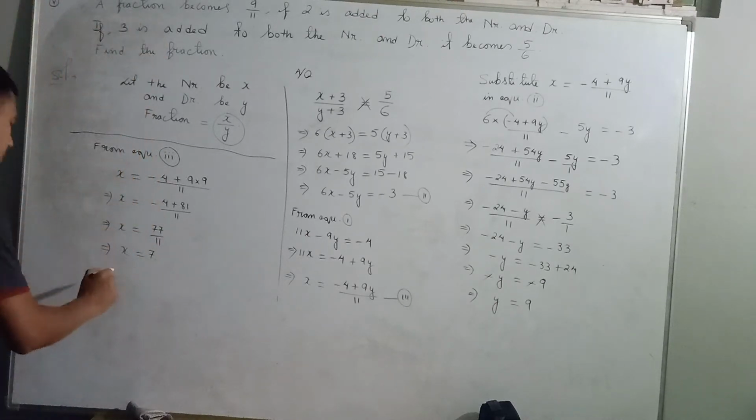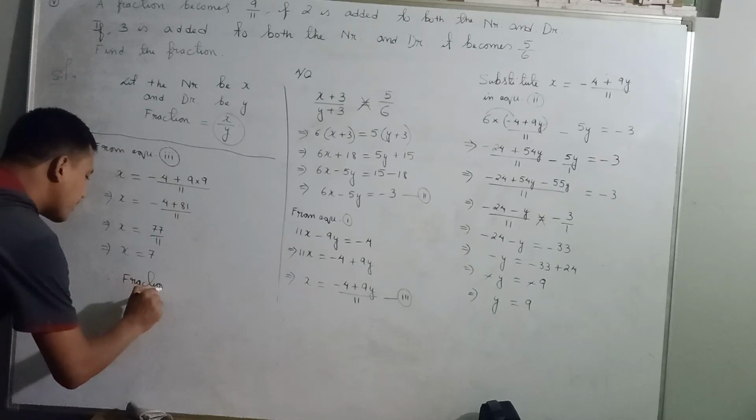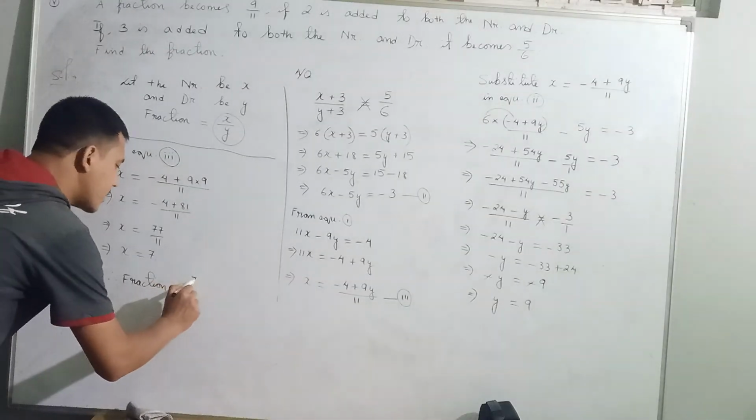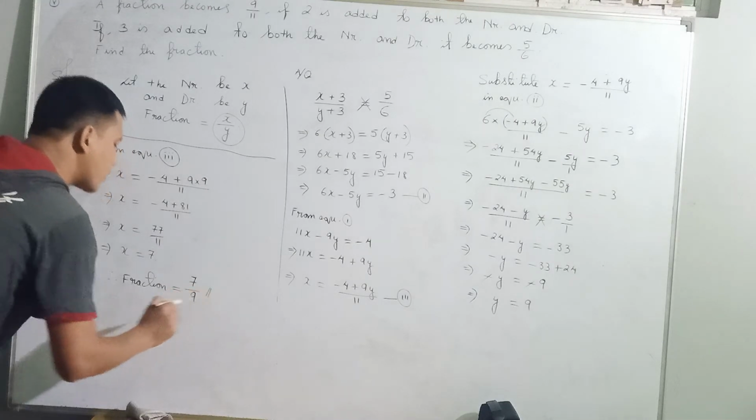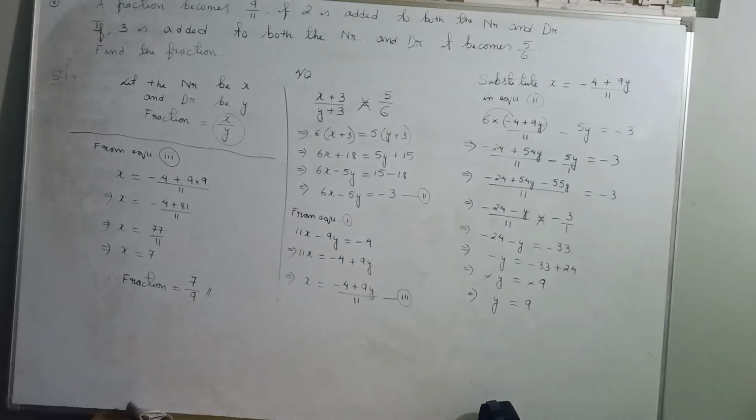Now we need the fraction. Therefore, your required fraction is x upon y. So 7 upon 9 is your required fraction. Alright? Okay.